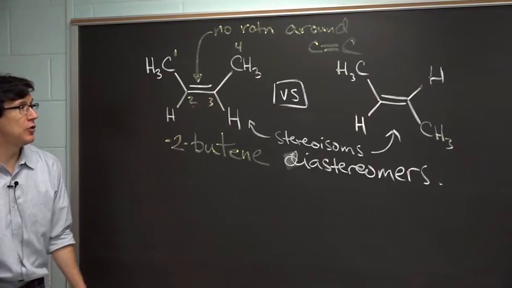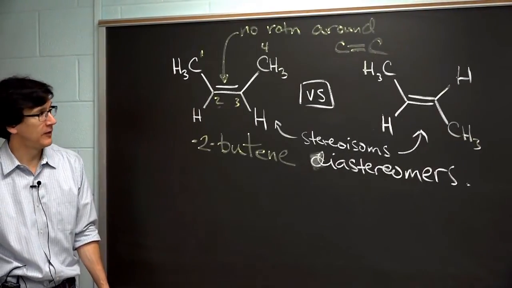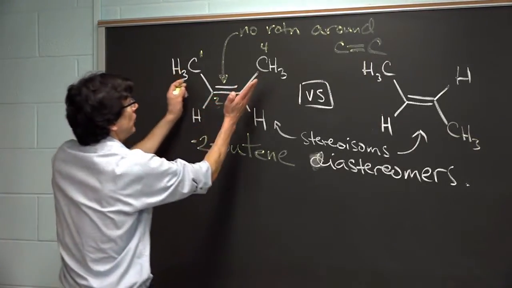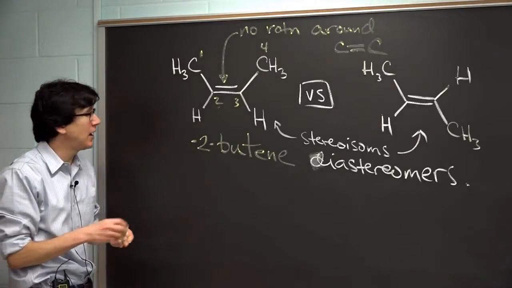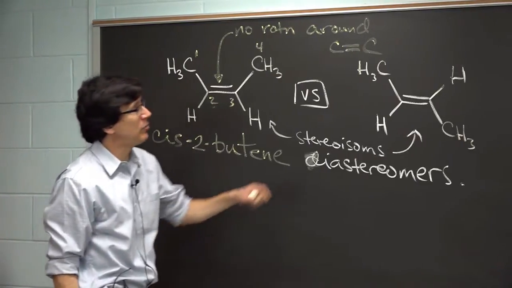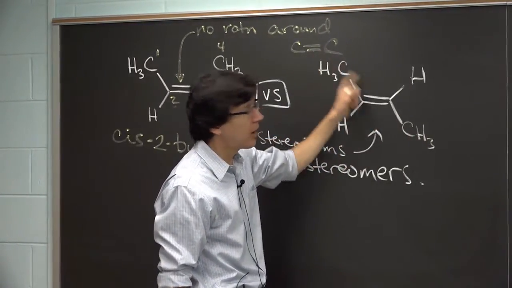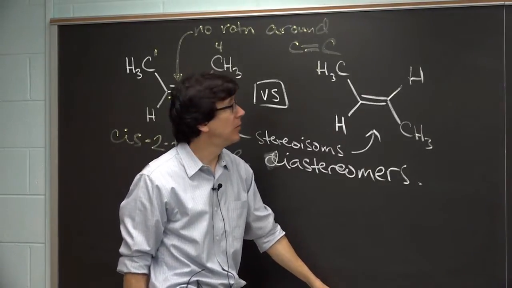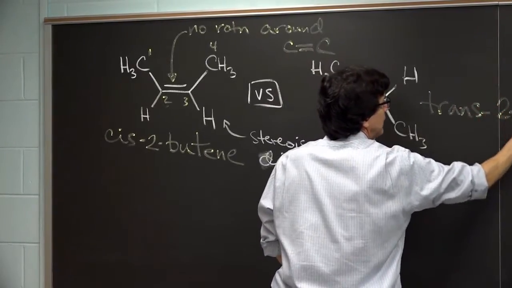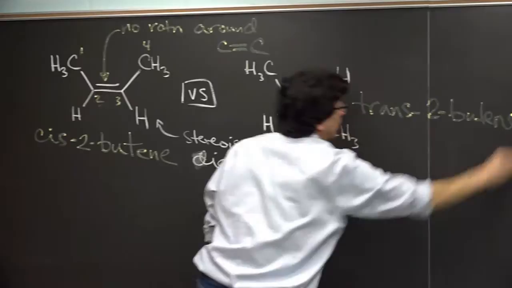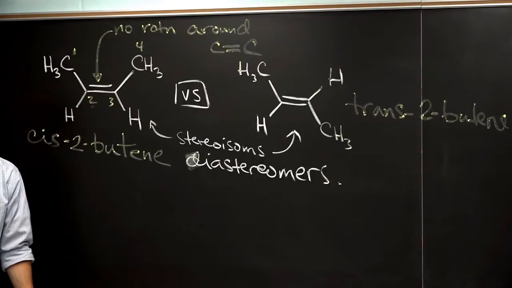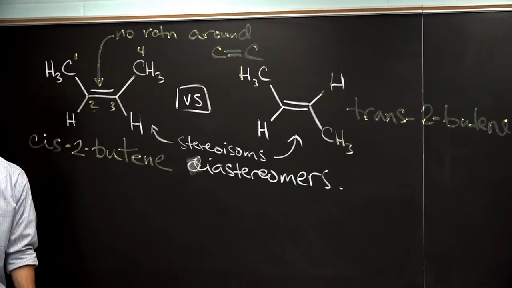Okay, so that's just a little preview of when we start talking about the chemistry of alkenes. In terms of naming, we'll have to have a name for these. Because these 2 methyl groups are on the same side of the double bond, this is known as cis-2-butene. And because these 2 methyl groups are apart from each other on the carbon-carbon double bond, this is known as trans-2-butene. They're both 2-butene, but they are diastereomeric forms of 2-butene, so we have to be able to distinguish them in terms of the names.